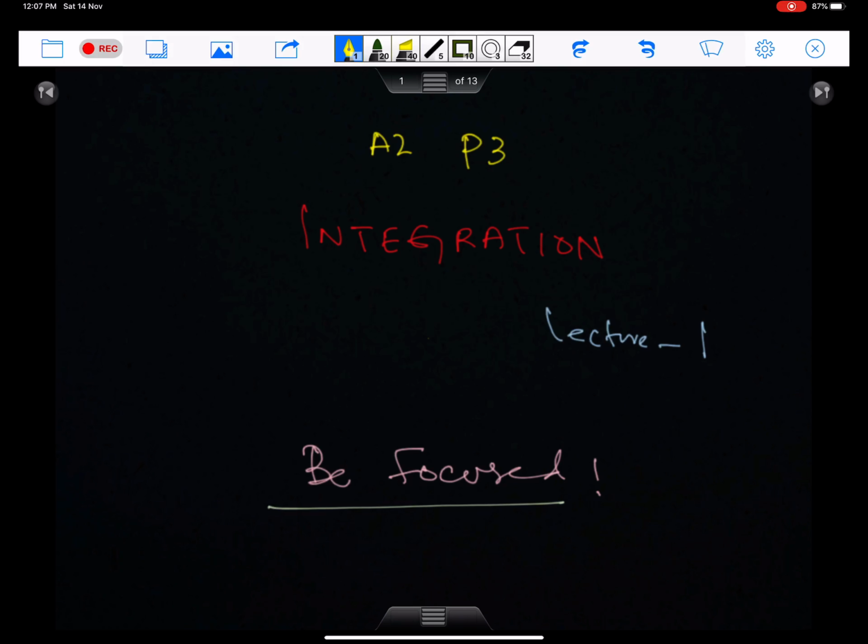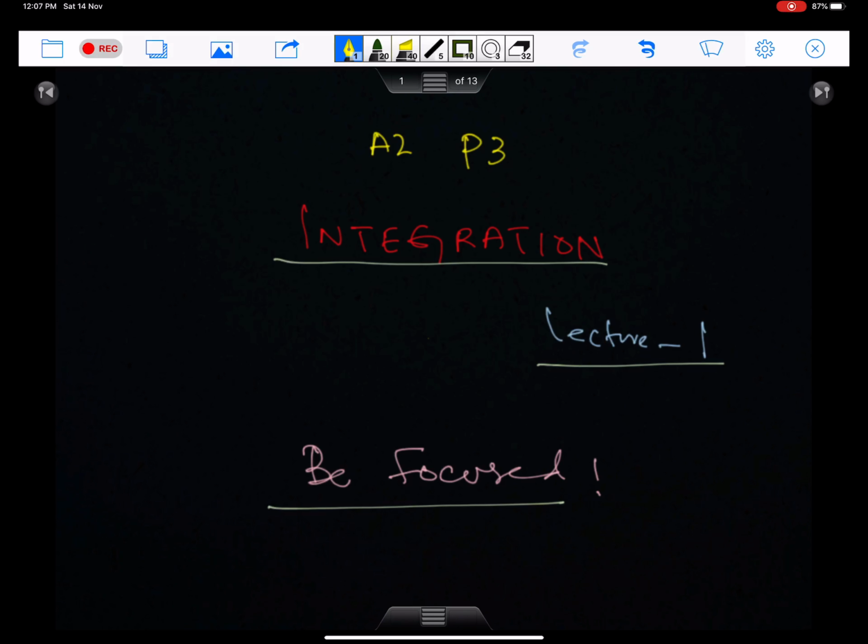Be focused. We should be focused during the lecture, especially, and we should be focused while doing anything. We should do everything with good, pure concentration.